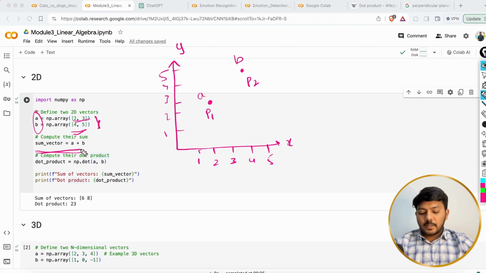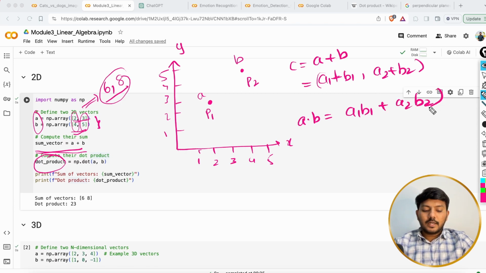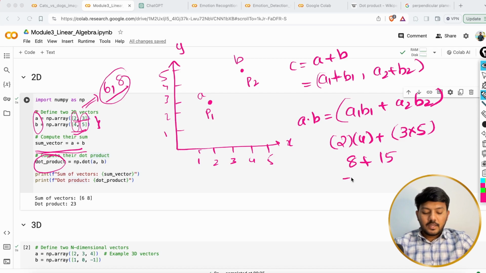Now we are computing the sum vector of A comma B. This would be adding these two values, which is 6, comma, these two values, 8. That is what we have learned, right? C equals A plus B equals A1 plus B1 comma A2 plus B2. And then we have the dot product, which is A dot B equal to A1 B1 plus A2 B2, right? So this would be 2 into 4 plus 3 into 5, which is 8 plus 15, which is 23. So the dot product is 23 and the sum of vectors is 6 comma 8.